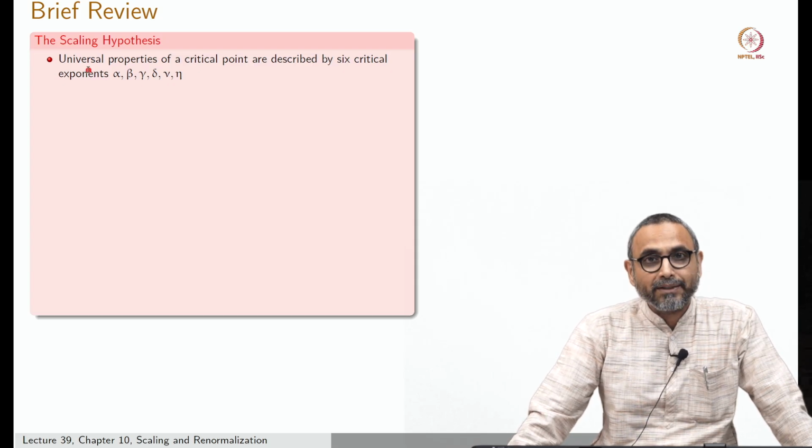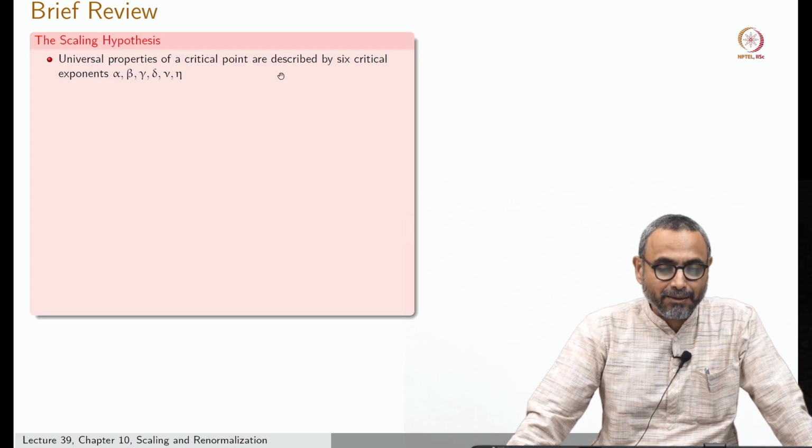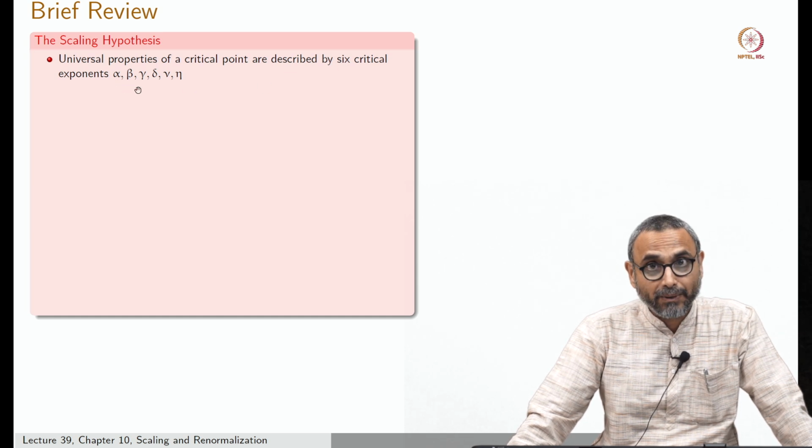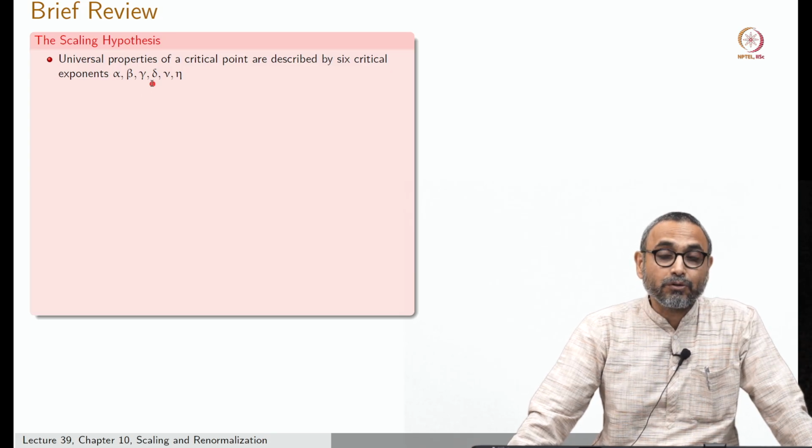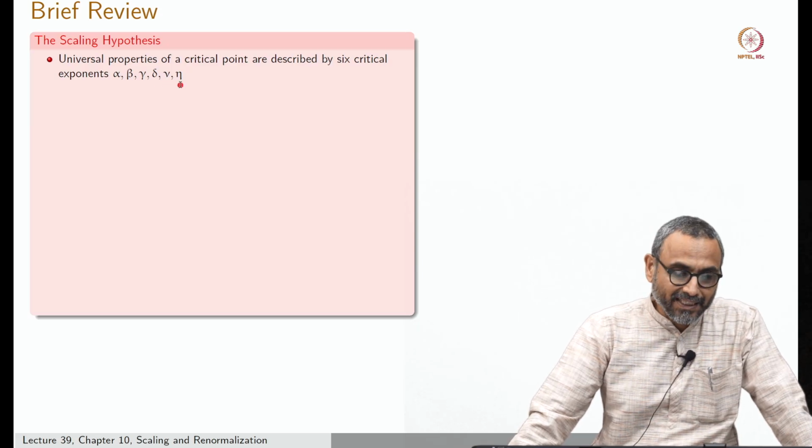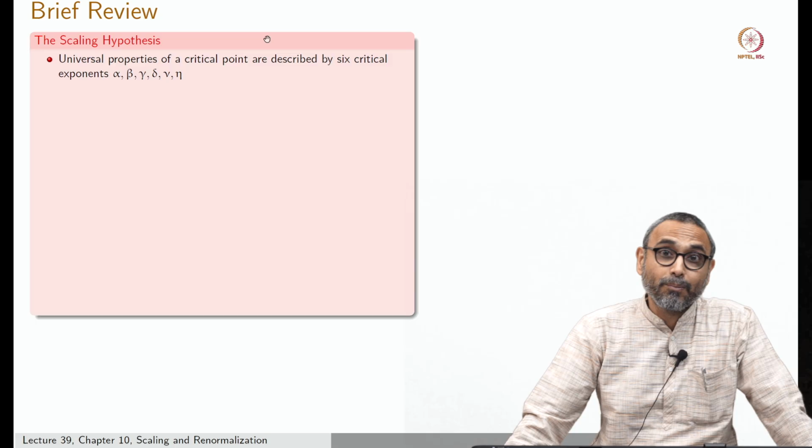The first point that we have seen throughout the course is that the universal properties at a critical point are described by quantities called exponents, scaling exponents or critical exponents, and there are 6 of them: alpha corresponding to the specific heat, beta corresponding to the order parameter, gamma corresponding to the susceptibility, delta corresponding to the response at the critical point, nu corresponding to the correlation length, and eta is what we call the anomalous dimension.